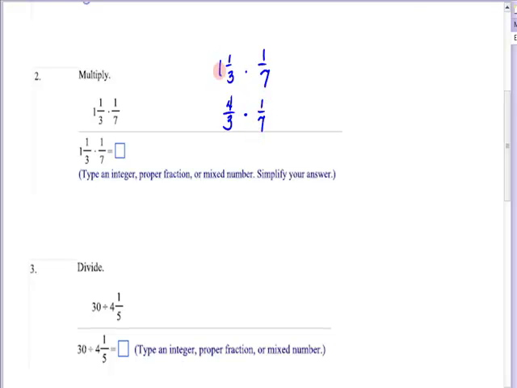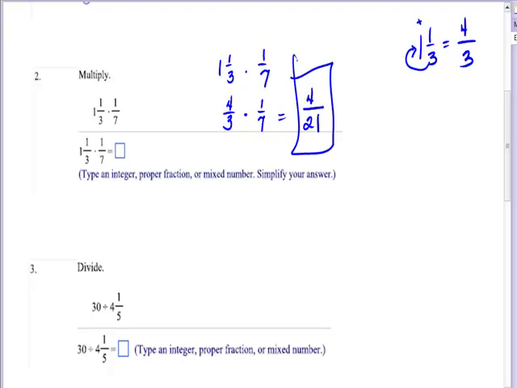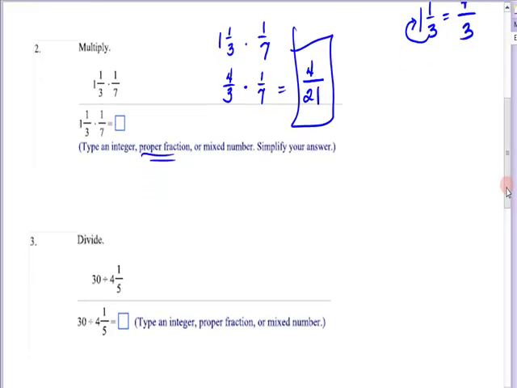So I hope this part was okay. I took 1⅓, I multiplied 3 times 1 for 3, added the 1 for 4, keep it over 3. All right, now can I bow tie? No, so multiply for 4, multiply for 21. If it were improper, then I would change it to a mixed number, but it's not. I'm done. I had a proper fraction answer.